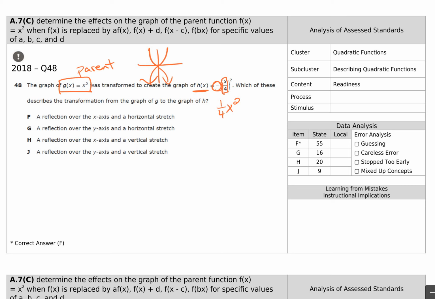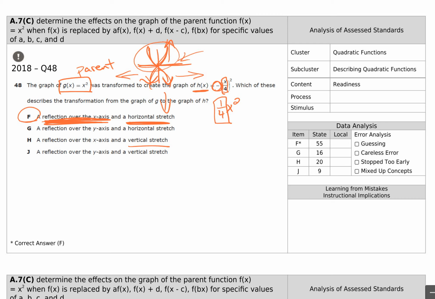So let's read our answer choices. It's a reflection over the x-axis. Well, this is the x-axis. It used to be facing upward, and now it's facing downward, so that is a reflection. That is correct. It is a reflection over the x-axis. And a horizontal stretch. Well, horizontal stretch means that it was pulled horizontally, sideways, which would make it wider. Does a smaller number, a fraction, make it wider? Yes. The answer was indeed F. Vertical stretch would mean it was stretched up and down, which would make it narrower.